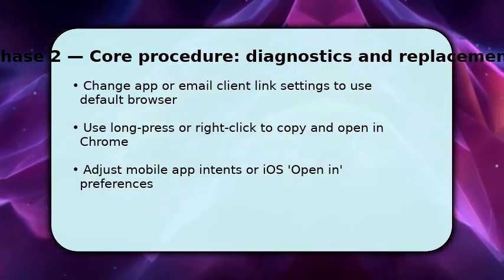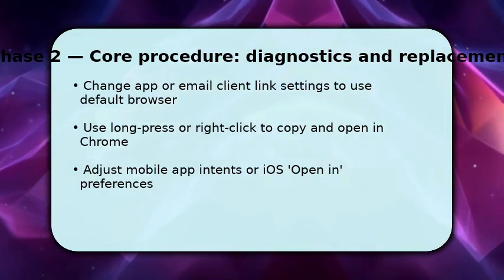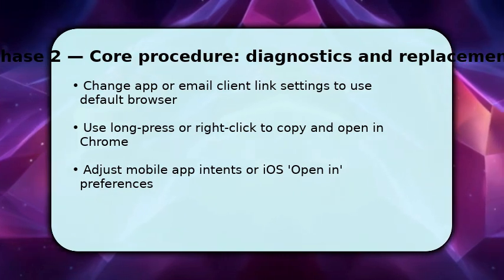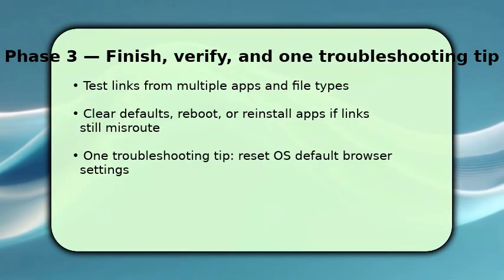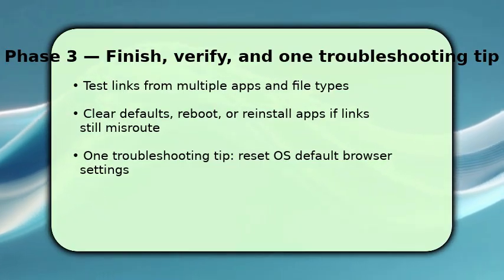On iOS, use the Share menu and pick Chrome if available. Or install the Chrome extension that enables Open. Finish by testing links from email, chat, PDF, and documents to confirm they open in Chrome.